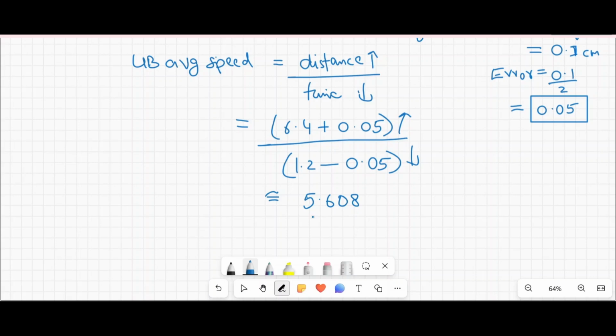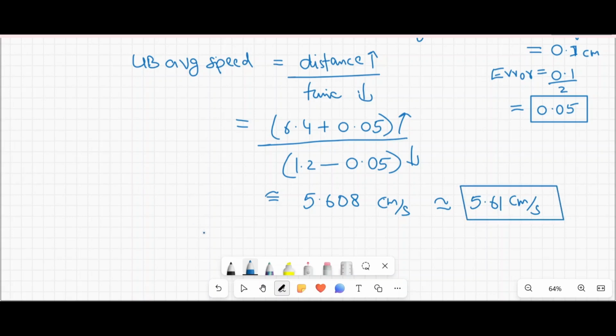In the question, it says the answer should be in three significant figures. This is also in centimeter per second, because there is the unit of speed here, no? So what we will get here is 5.61 centimeters per second. So this is the upper bound of the average speed.